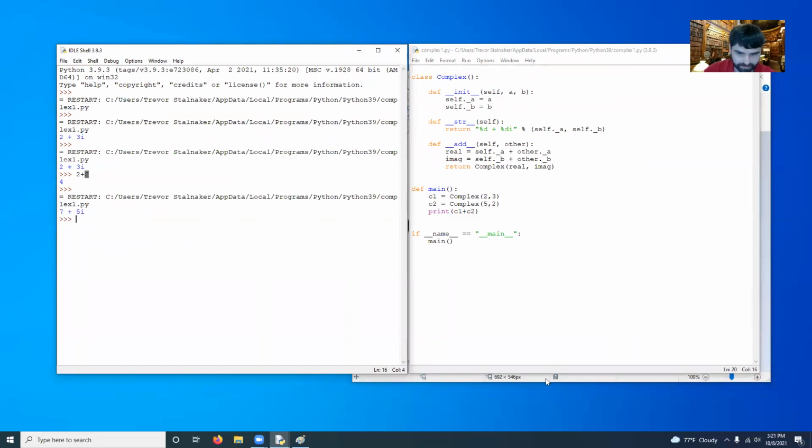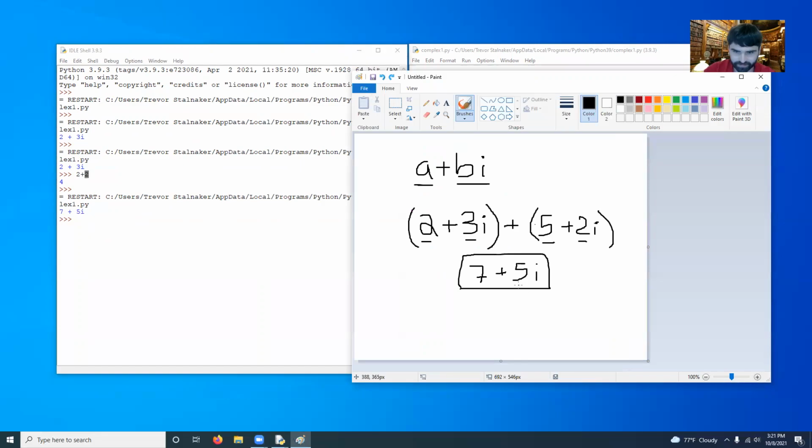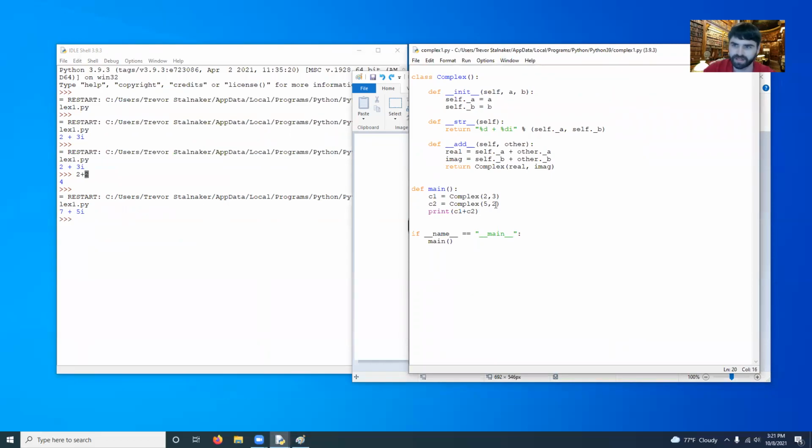And 7 plus 5i. So now we don't have to think about this anymore. We can give it any two complex numbers, and it will combine them for us. It's pretty nifty. All right, so we can do addition. What's next after addition, do you think? What's the next easiest operator to implement?